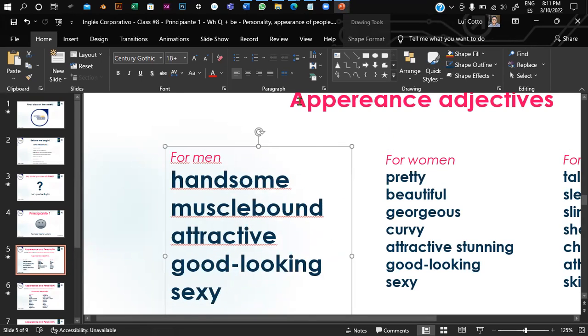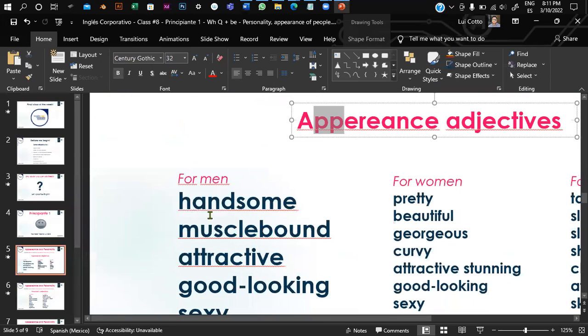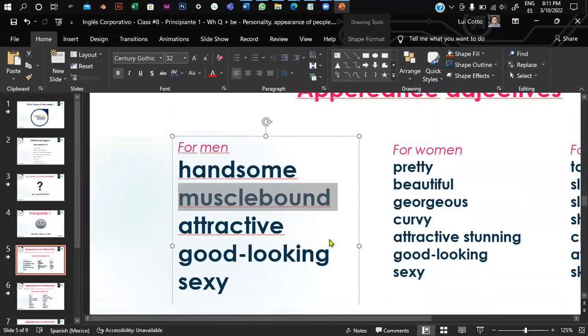Next adjective for appearance. Remember, appearance. Muscle, let's repeat, muscle bound. Muscle bound. Any actor you know that is muscle bound? Which actor?